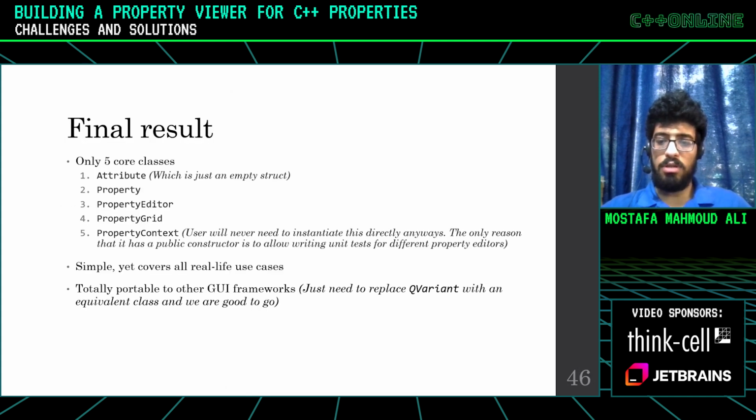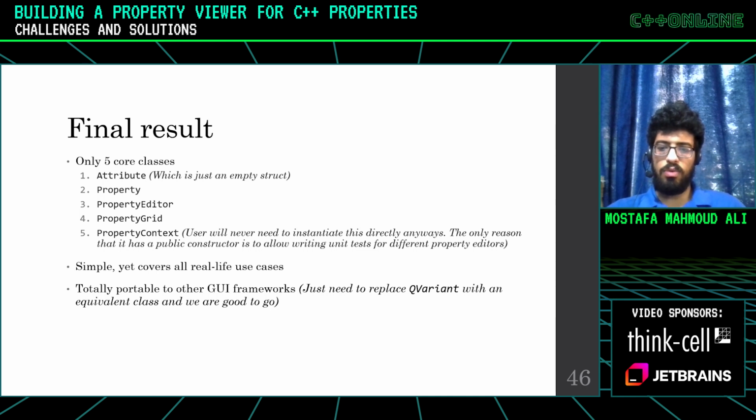So now these are the final components of my library, on top of which the complexity is built. Just five classes. The attribute one is just an empty struct. Also, the property context, the user will never need to instantiate this directly anyways. I just made it part of the public API to allow users to write unit tests for their own property editors. So I made its constructor public for this. So in total, just five classes, one of which is an empty struct.